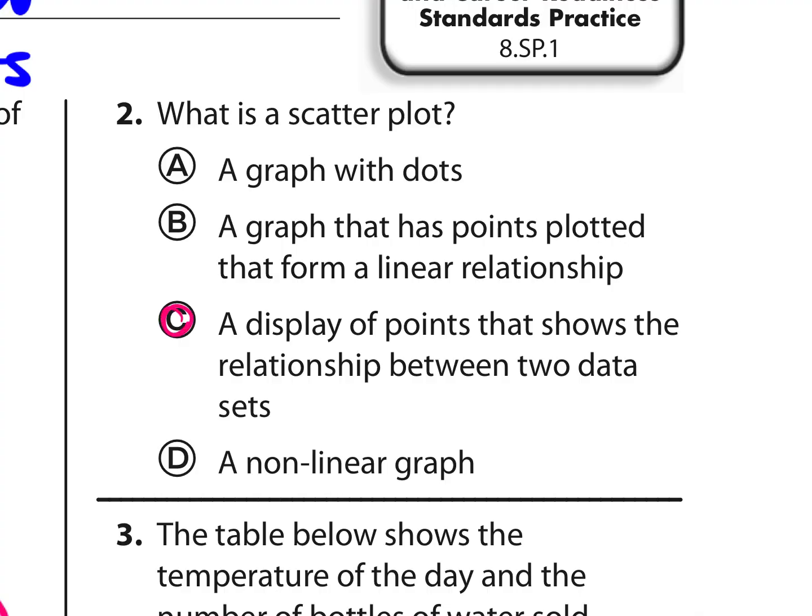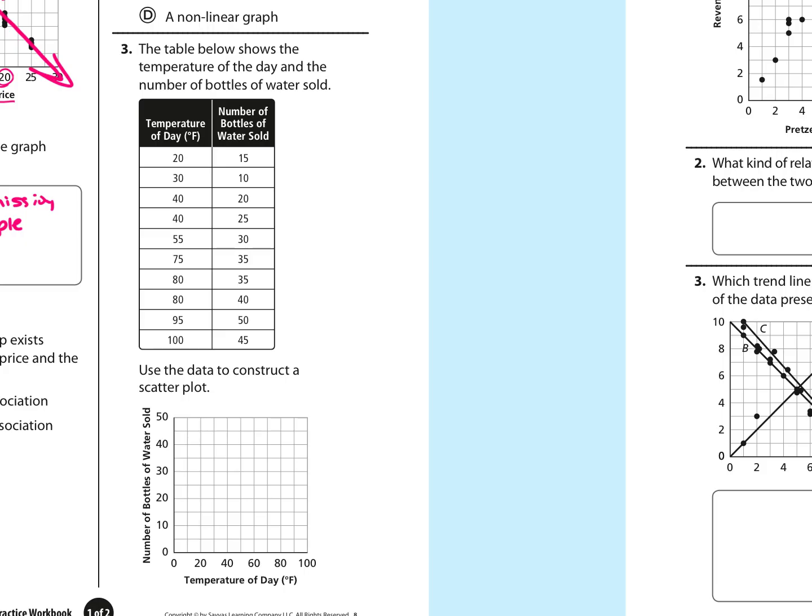Number 2, what is a scatter plot? It is simply answer choice C, a display of points that show the relationship between two data sets. Number 3 says the table below shows the temperature of the day and the number of bottles of water sold. Use the data to construct a scatter plot.